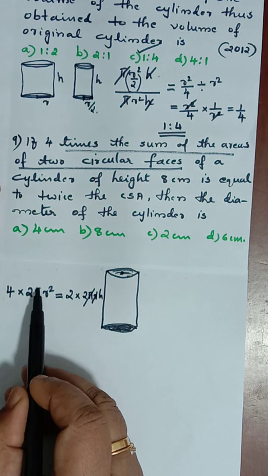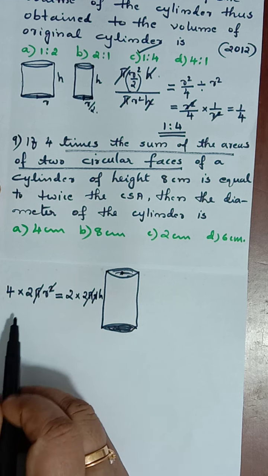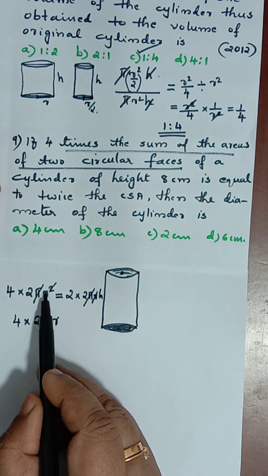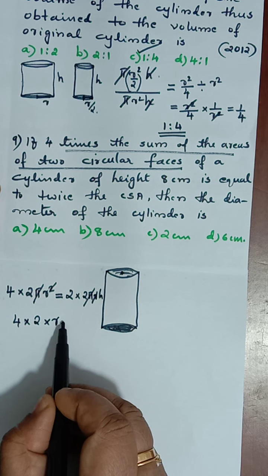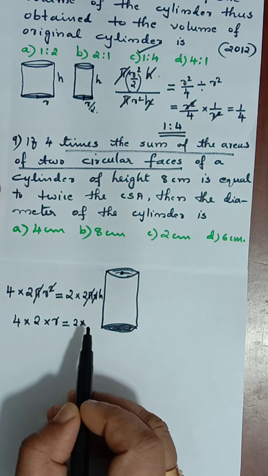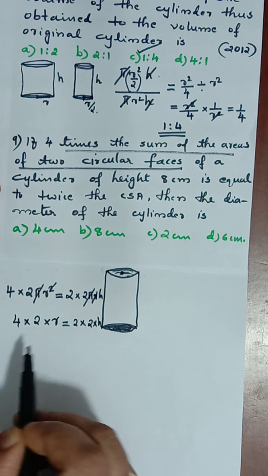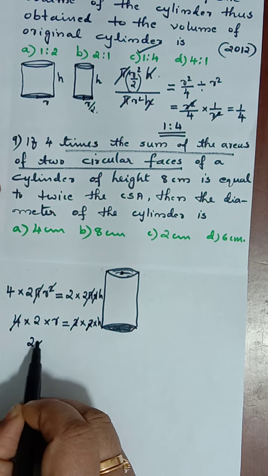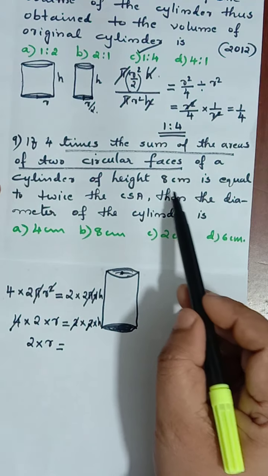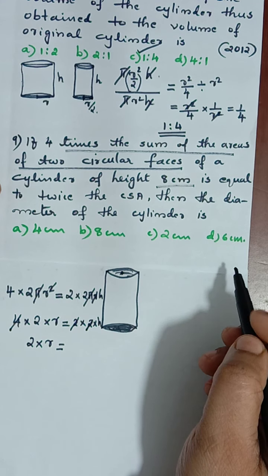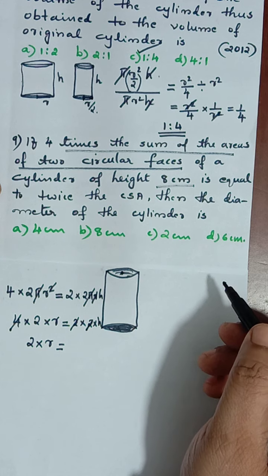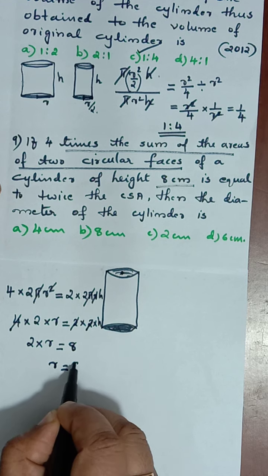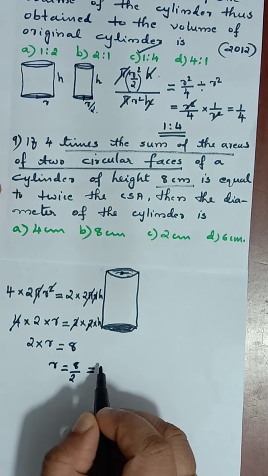So we can cancel pi and also one of the r. That becomes 4 into 2 into r, with r square cancelling one r, equal to 2 into 2 into h. The 2 times 2 is 4, and 4 cancels with this. So 2 into r is equal to h, and the height is given as 8 cm. Therefore, r is equal to 8 by 2, which is 4.